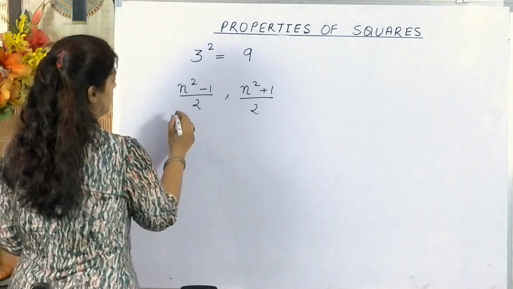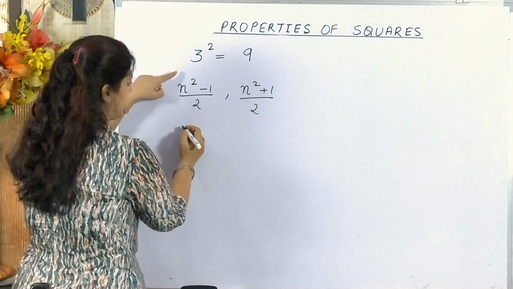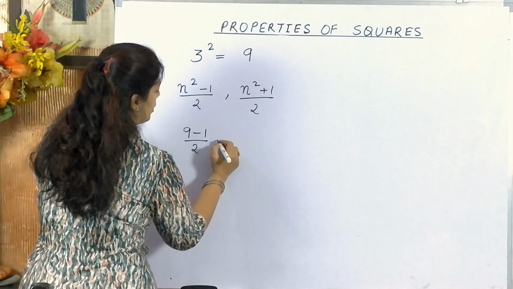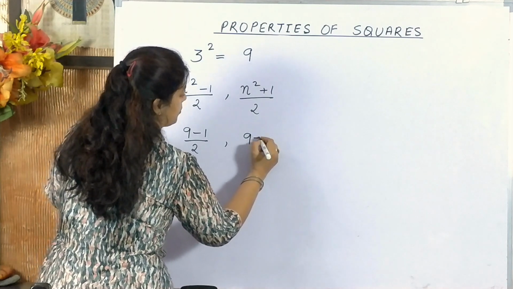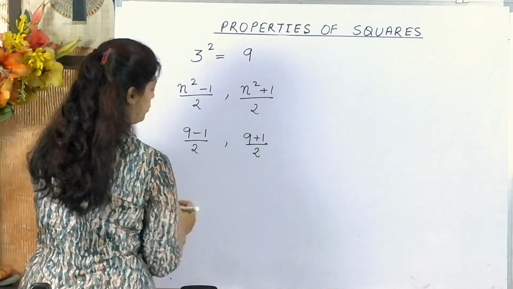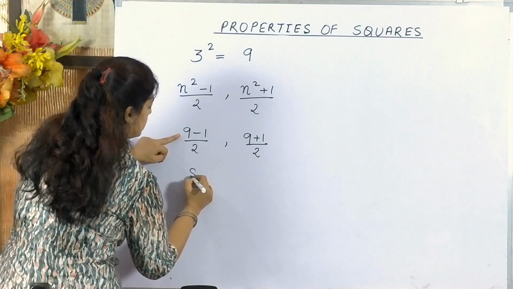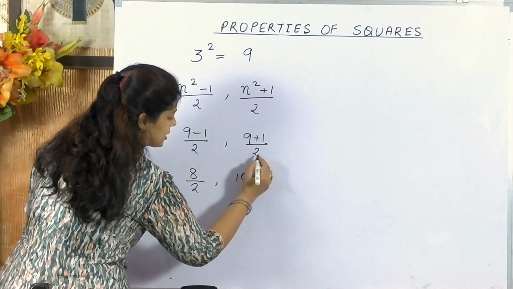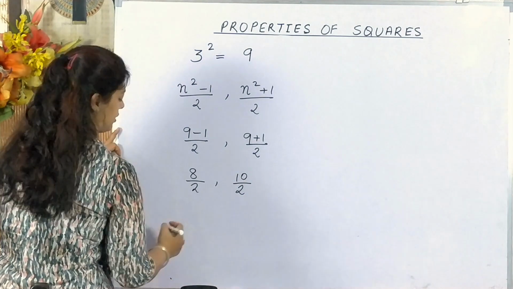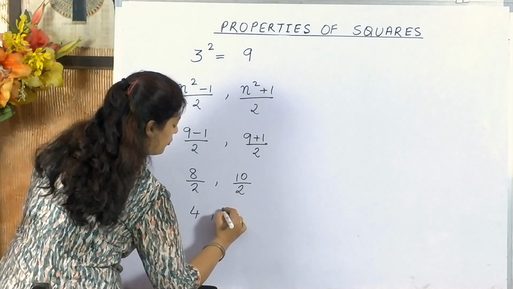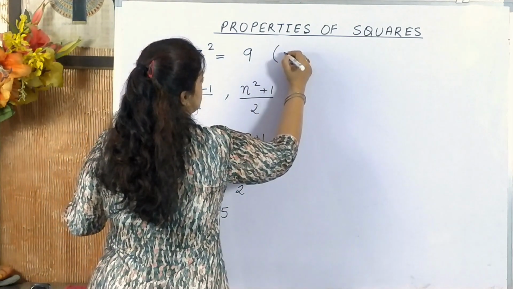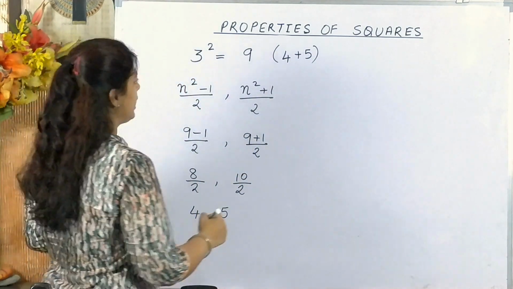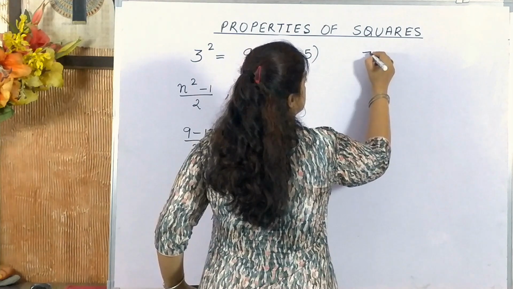number. So in this case n is 3, so 3 square is 9, minus 1 divided by 2, and 9 plus 1 divided by 2. That is 8 divided by 2 will give one number, and 9 plus 1 is 10 divided by 2 gives the other number, which is 4 and 5. So 9 can be expressed as a sum of 4 plus 5. I take another example, 7.